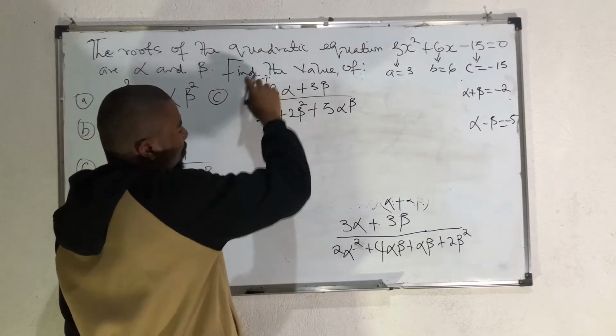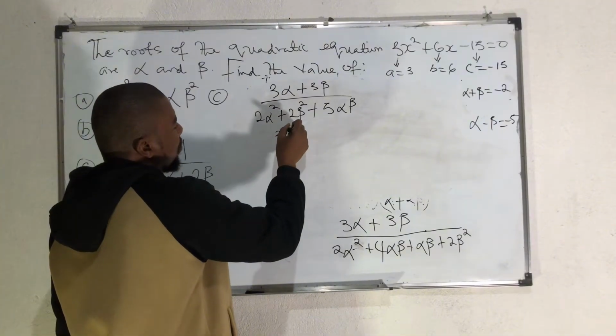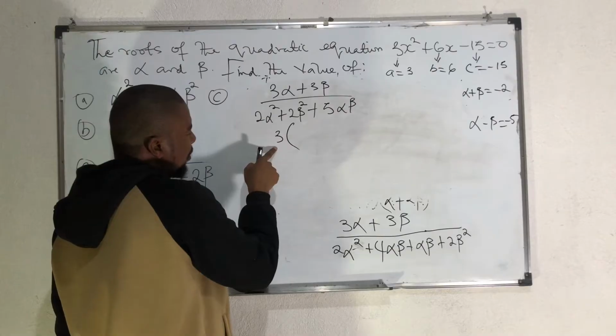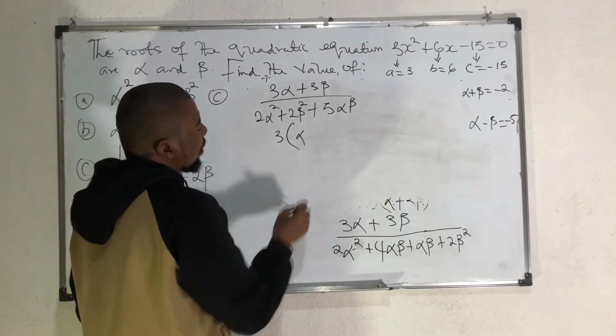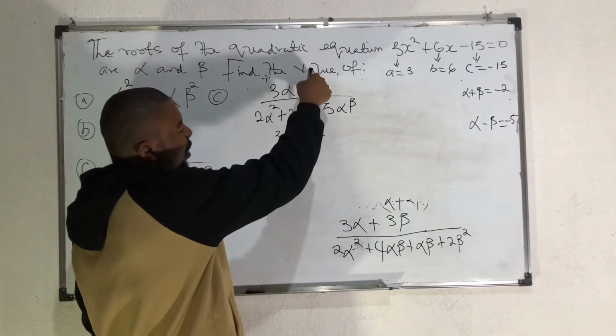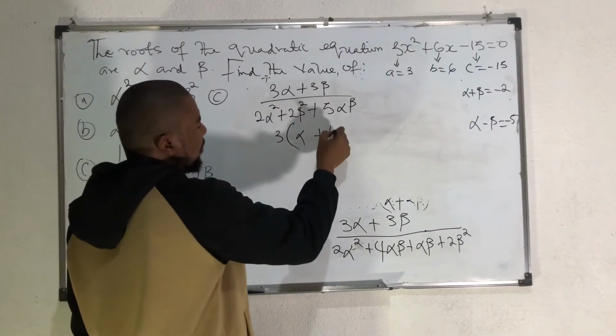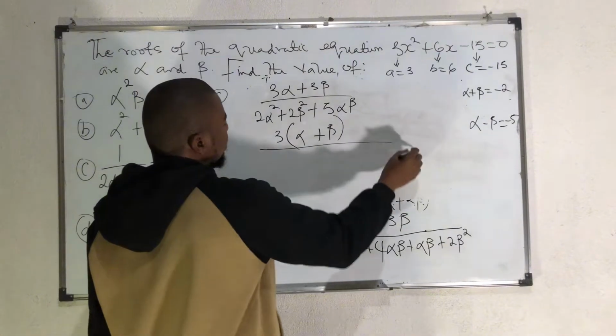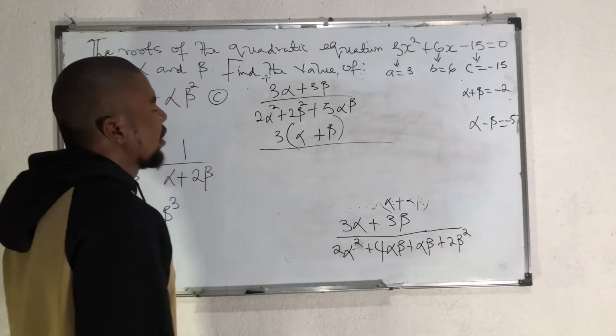If you factor out the 3 from here, you have 3 multiplied by, okay, 3 alpha divided by 3 will give you an alpha, plus 3 beta divided by 3 will give you a beta. This is a transformation of the numerator over what's now left at the denominator.